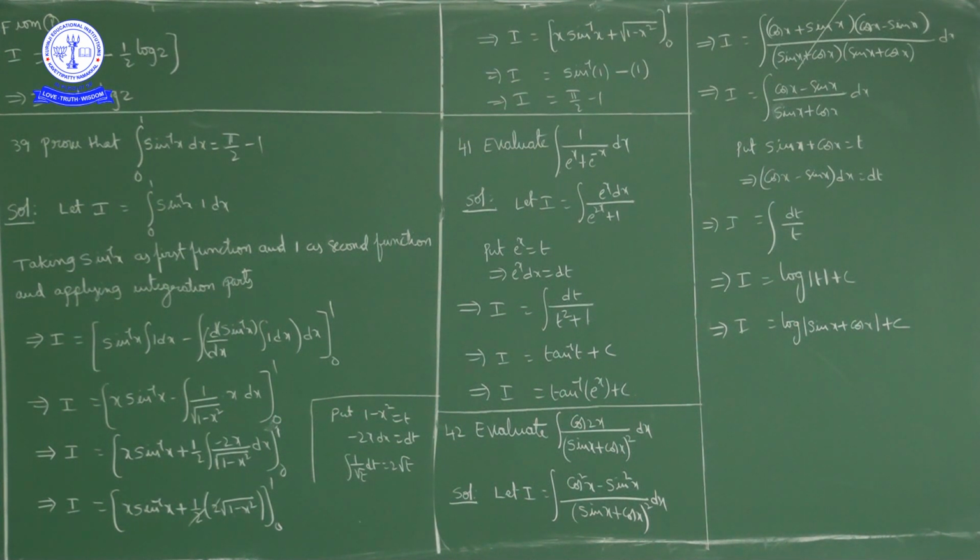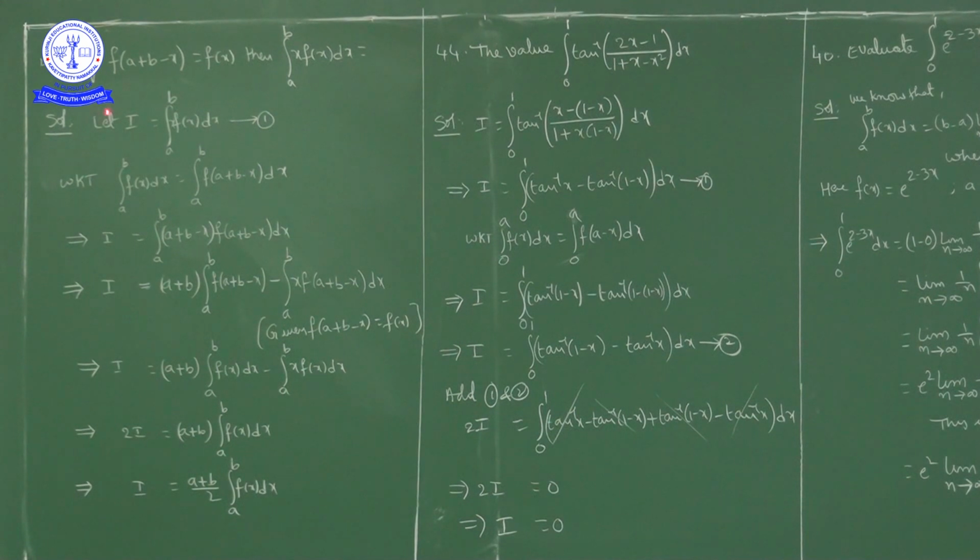Okay, next question. Question number 43. If f of a plus b minus x is equal to f of x, then find integral a to b x into f of x dx. Okay. Here, what is given is f of a plus b minus x is equal to f of x. We have to find integral a to b x into f of x dx.